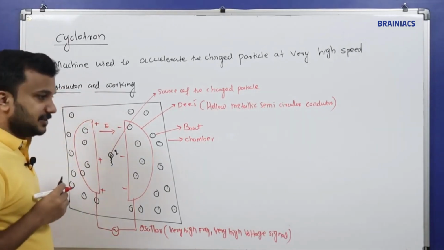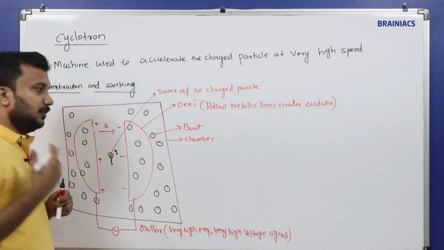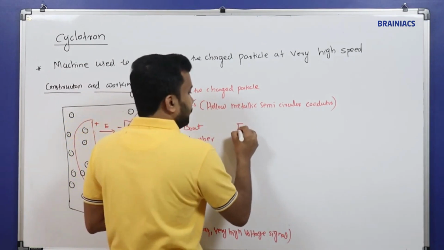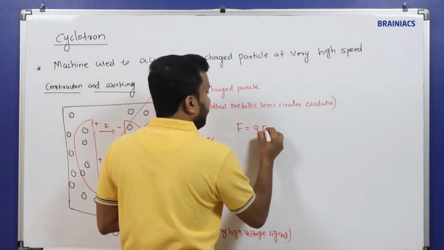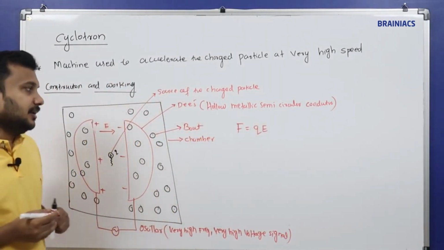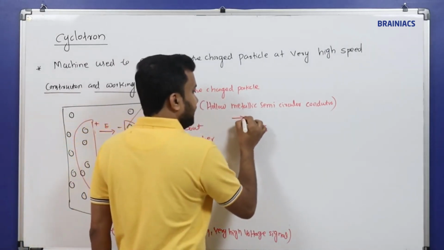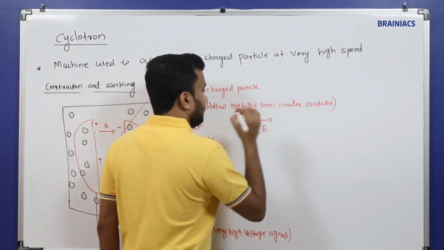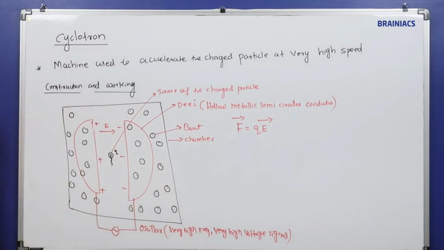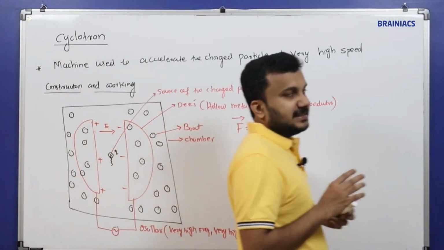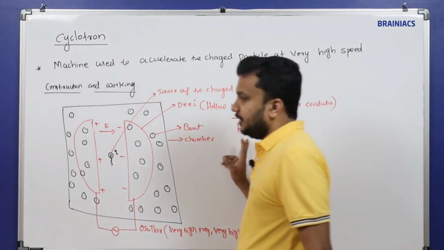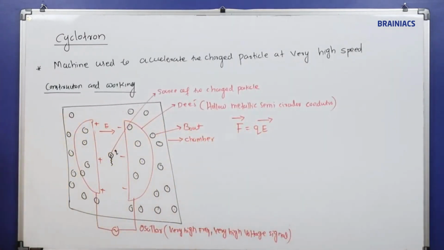Electric field direction is like this, which means there will be a force. What is the value of that force? F is equal to QE. The direction of F is the same as the direction of the electric field. So the direction of the electric field and the direction of the force are one and the same.